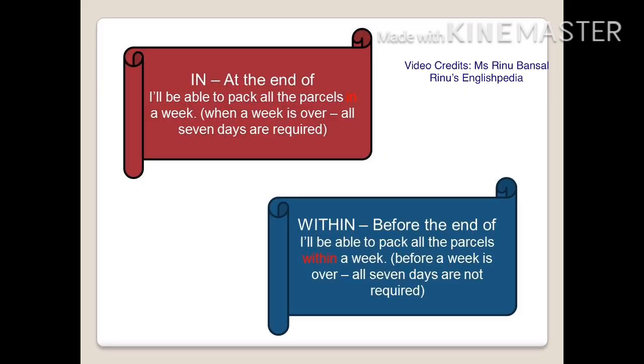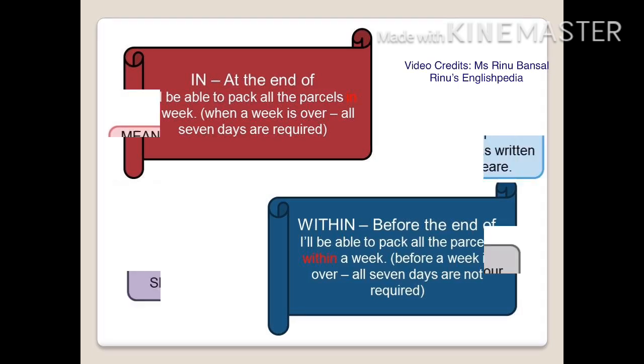In order to understand this, let us look at both the sentences. I'll be able to pack all the parcels in a week, and in the second sentence, I'll be able to pack all the parcels within a week. When I talk of in a week, I mean that when the week is over, that is, all the 7 days will be required to pack the parcels. However, in the second sentence, when I use within, I mean that all the 7 days are not required. That is, the work can be over before the week ends.